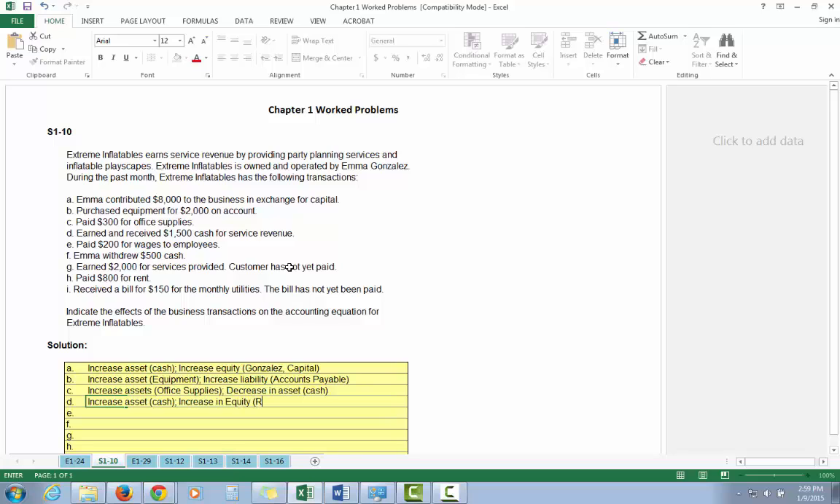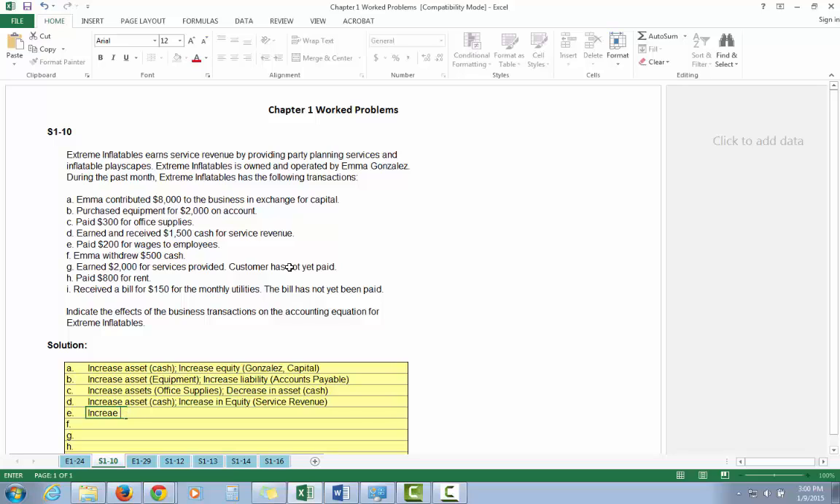All right, so revenue and expenses are equity accounts. And the revenue is going to increase our equity, and the expenses decrease equity. All right. Now, E says we pay $200 for wages to employees. So again, we're paying something, and they're wages to employees. Wages to employees are an expense item. Anything that we incur that's a cost of doing business to help us generate revenue is going to be an expense. So this is an increase in expense.